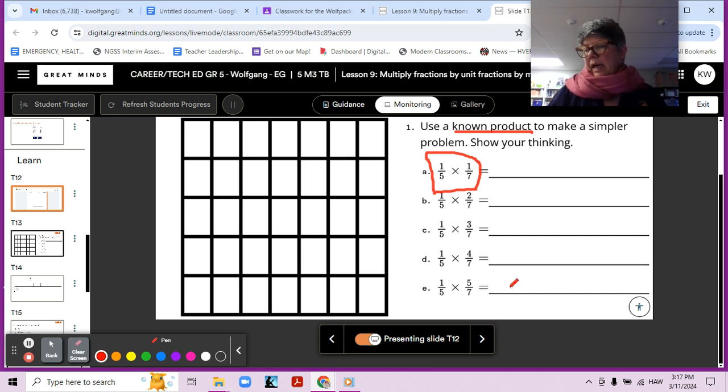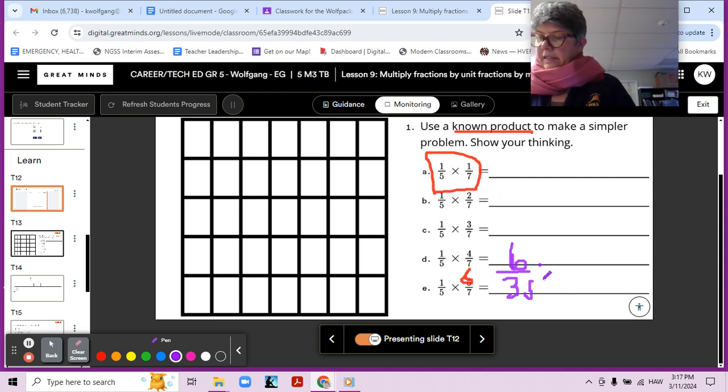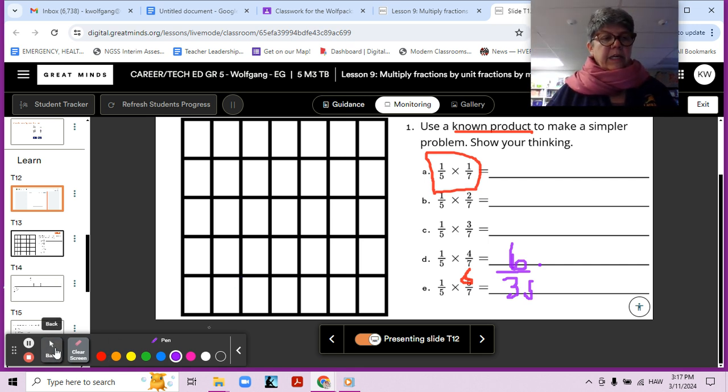So how would you find the product of 1/5 times 6/7? Hopefully you're thinking that since you know that 1/5 times 1/7 is 1/35, then you just need 6 of them and it would be 6/35, right? Okay, I just wanted to recap that because I didn't really finish talking about it at the end of the first video. Let's look at the next slide.